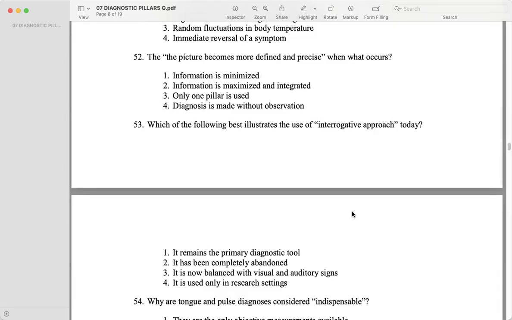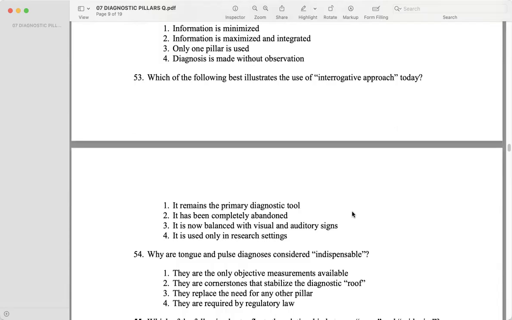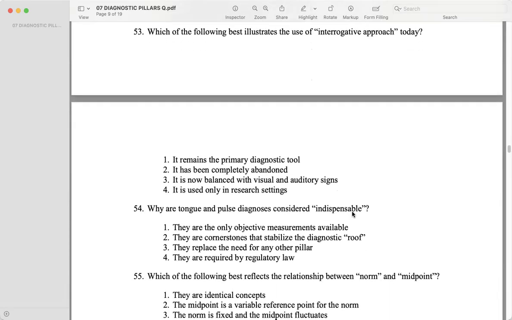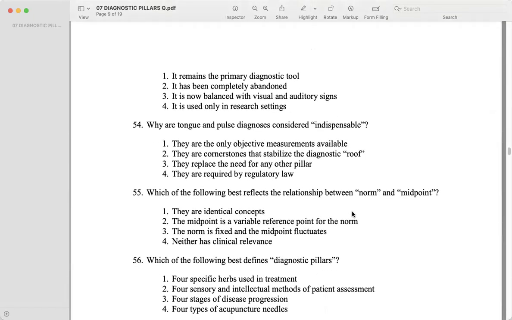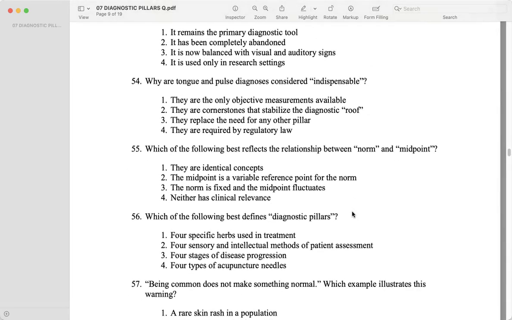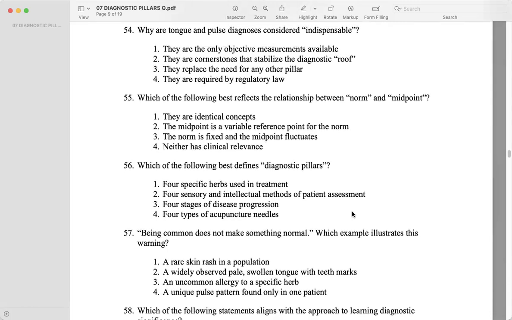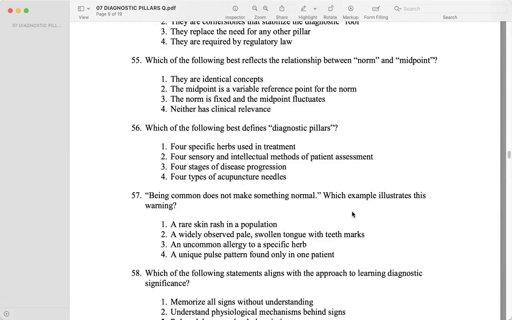Information is maximized and integrated. Of course. Which of the following best illustrates the use of the interrogative approach today? Number 3, it's now balanced with visual and auditory. True. Why are tongue and pulse diagnosis considered indispensable? They are cornerstones that stabilize the diagnostic proof. Okay. So from now on, if you see a practitioner not doing that, then you have to invite them to our review.